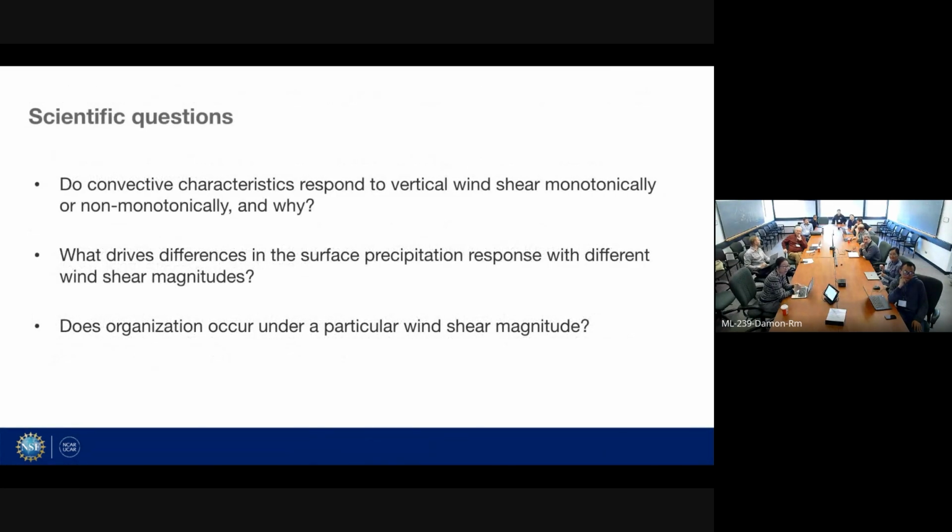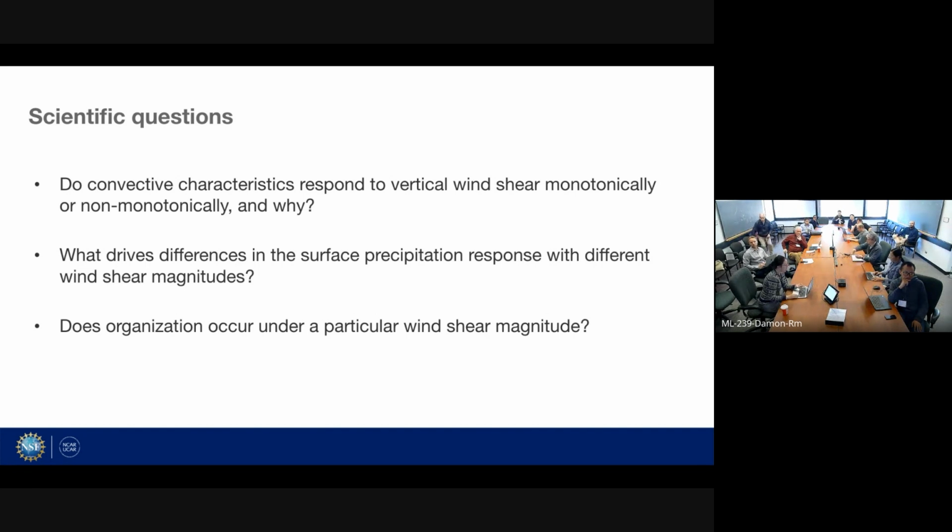Some specific questions we're going to address today are, first, do the convective characteristics respond to vertical wind shear monotonically or non-monotonically, and why? The second is, what drives the differences in the surface precipitation response with different wind shear magnitudes? And the third is, does organization occur under a particular wind shear magnitude?